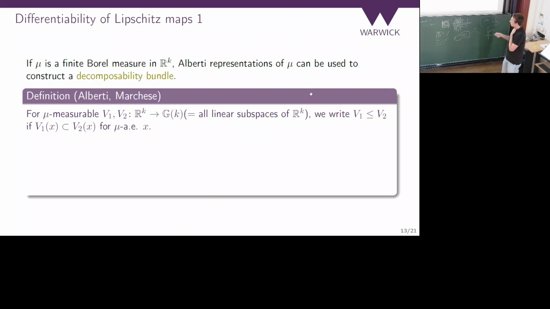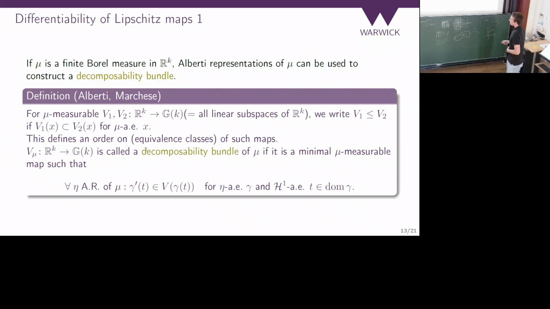If I have two mu measurable maps from Rk into Gk, these are all linear subspaces of Rk, so any dimension you like. We write that v1 is less than or equal to v2 if v1(x) is a subspace of v2(x) for mu almost every x. That makes sense. This defines a partial order on the equivalence classes of such maps. The equivalence is standard: two maps are equivalent if they are equal mu almost everywhere.